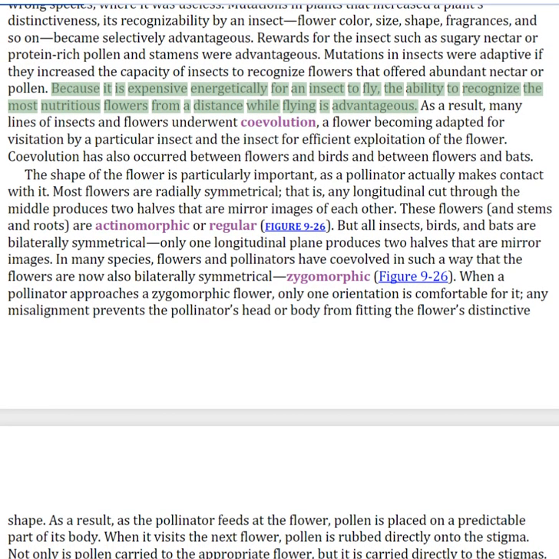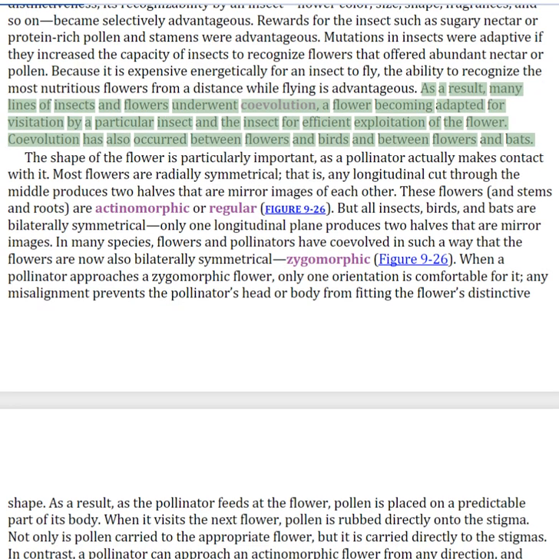Because it is expensive energetically for an insect to fly, the ability to recognize the most nutritious flowers from a distance while flying is advantageous. As a result, many lines of insects and flowers underwent coevolution, a flower becoming adapted for visitation by a particular insect and the insect for efficient exploitation of the flower. Coevolution has also occurred between flowers and birds and between flowers and bats.